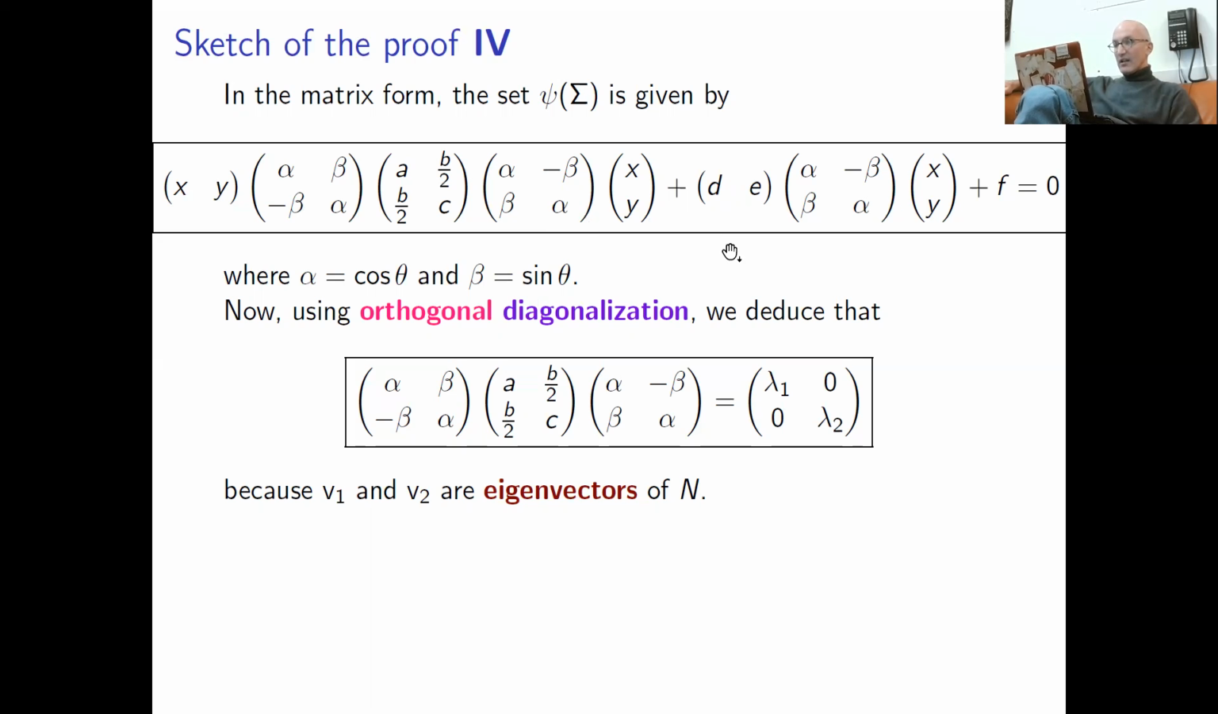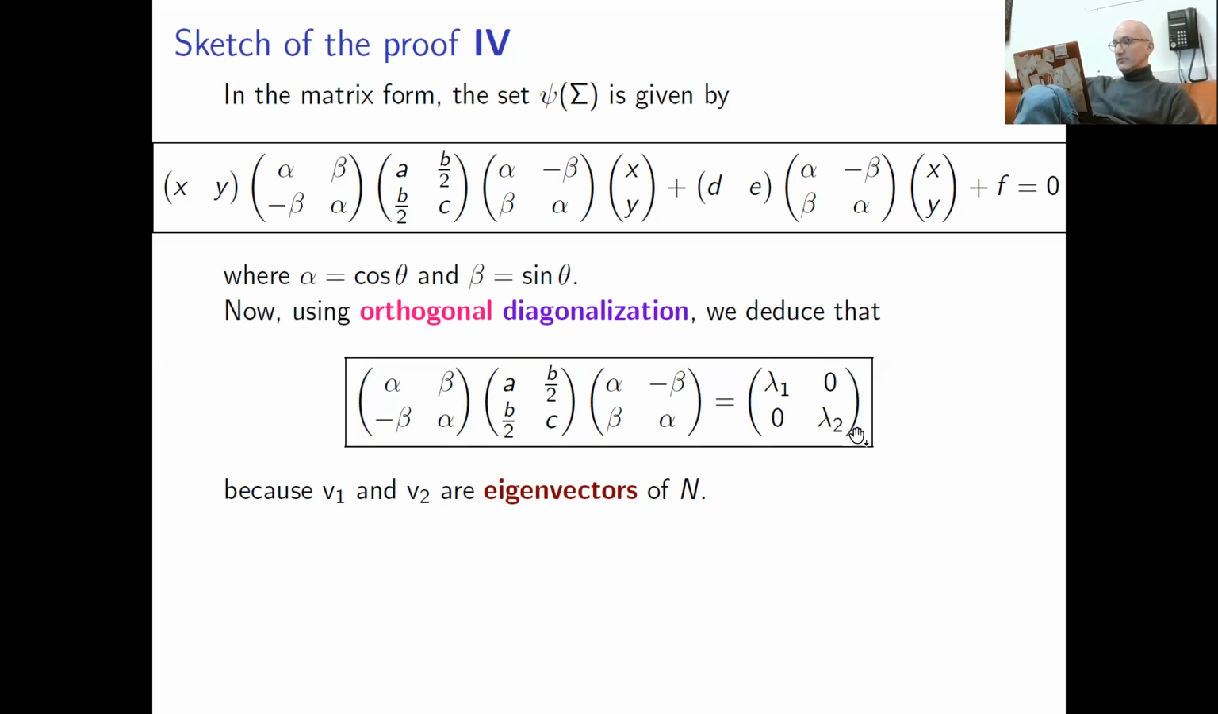Okay. And now I know from the theorem we proved in the previous part of this lecture that I can find such a matrix alpha, beta, minus beta, alpha in such a way that the matrix here between xy and xy is diagonal. It's not just diagonal, it's a diagonal matrix with diagonal entries lambda 1, lambda 2.